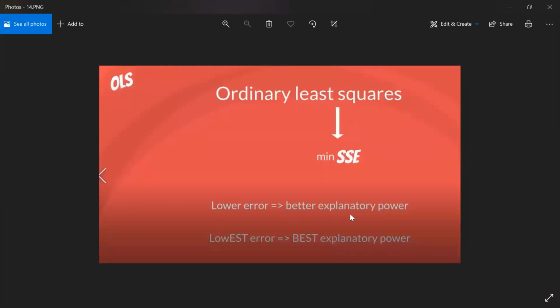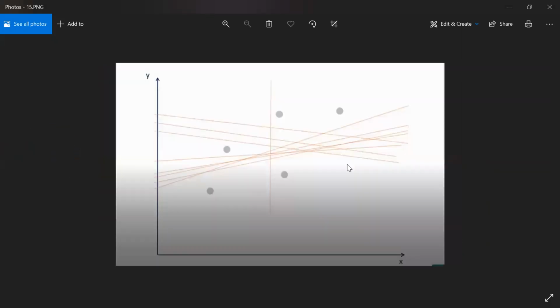Lowest error, better explanatory power. Lowest error, best accuracy, isn't it? Now, I wanted to tell you, in organizations, how many rows and columns do we have, guys, in the database? More than 30 billion. You cannot compute on pen and paper and fix the problems, right? So that's the reason we're going to implement software.